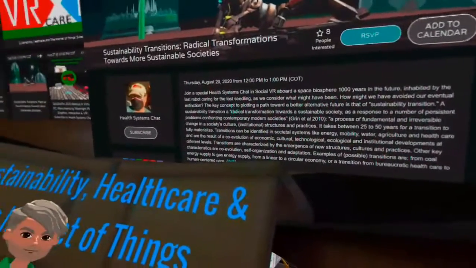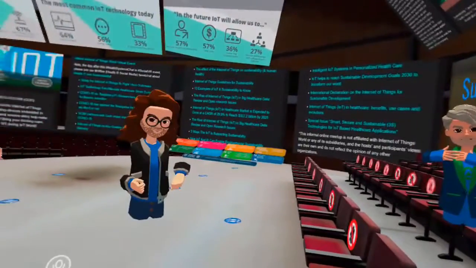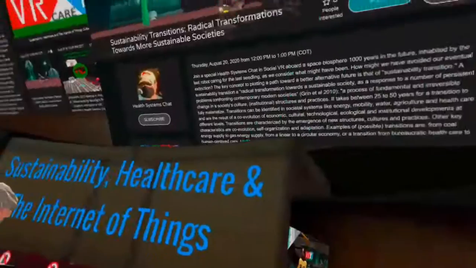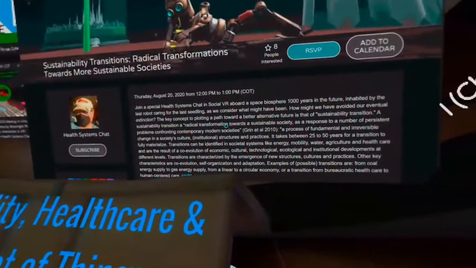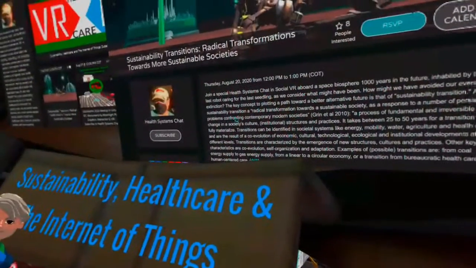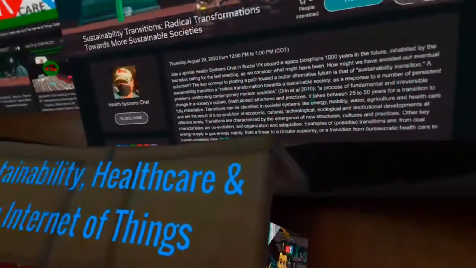Okay. Sustainability transition. There's actually a research conference going on in Vienna, Austria. That's where I look for conferences to inspire these events, so that's where I got this stuff. A sustainability transition is a radical transformation toward a sustainable society as a response to a number of persistent problems confronting contemporary modern societies. Okay, that was 10 years ago.